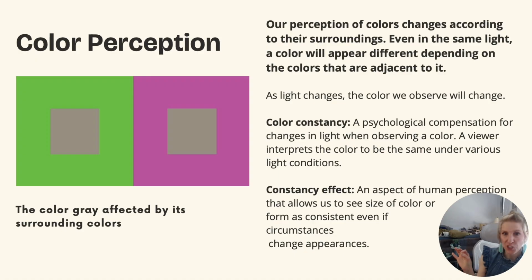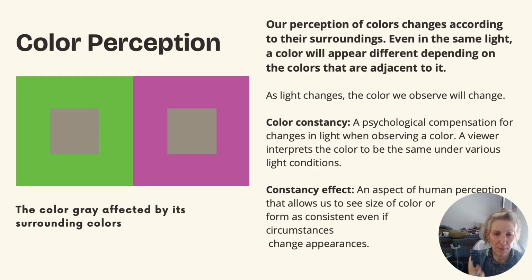Now, our perception of colors change according to their surroundings. Even in the same light, a color will appear different depending on the colors that are adjacent to it, right? Color perception is something that I'll talk about a lot because individuals will perceive the same color differently. I might look at a color and think it's pink. Someone else might look at that color and think it sits more purple. Color is about perception. As light changes, the color we observe will also change.